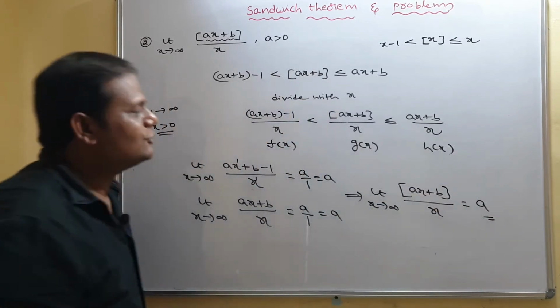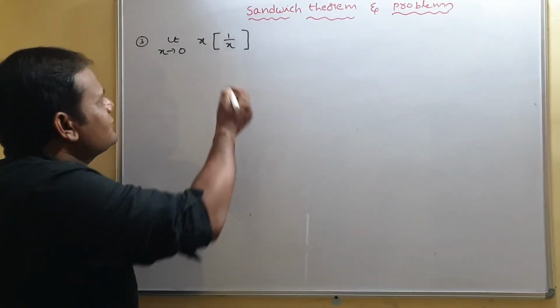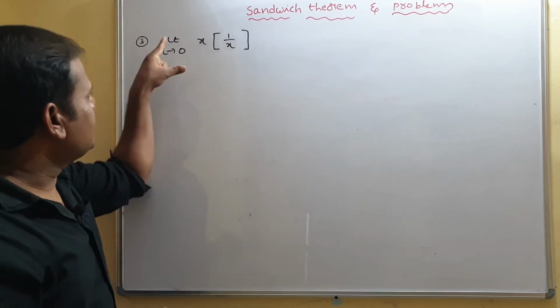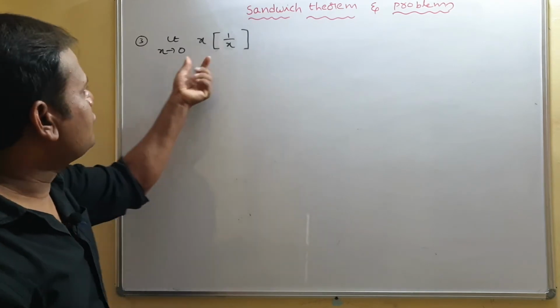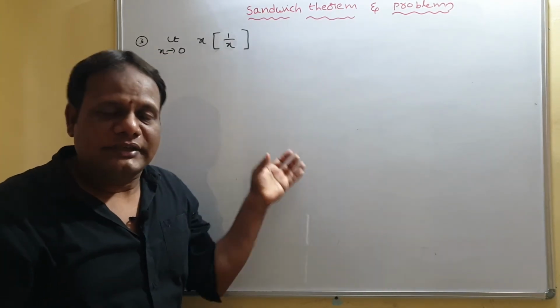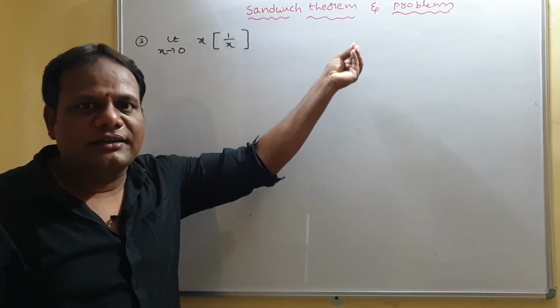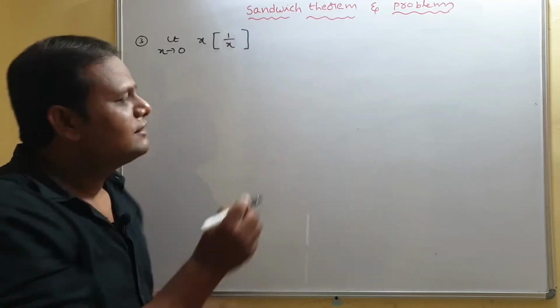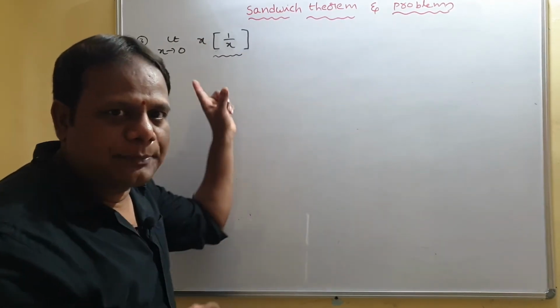Is it clear? So the limit of this function is a. See here, now we are going to evaluate the limit as x tends to 0 of x into floor of 1 by x. So for this also we are unable to evaluate it directly. Again I am going to use the sandwich theorem. So for that we have to take the inequality.